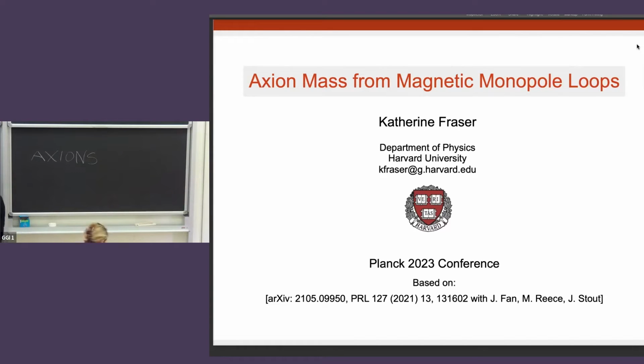As I mentioned yesterday, I'm Fraser. I'm a PhD student at Harvard University, and I'm talking today about axion mass from magnetic monopole loops. It's based on this PRL put out with my advisor, Matt Reece, as well as my collaborators, Gigi Fan and John Stout.